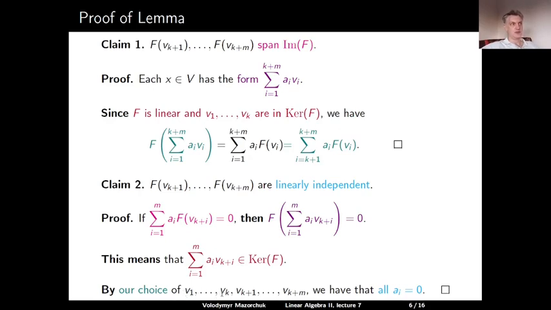Moving everything to the left-hand side, it follows that we have a linear combination of all these vectors, which is equal to the 0 vector. But since all these vectors are linearly independent, they form a basis in V, it follows that all coefficients of this linear combination must be 0. So in particular, all our ais must be 0, which establishes that f of vk plus 1 and so on f of vk plus m form a linearly independent set of vectors.